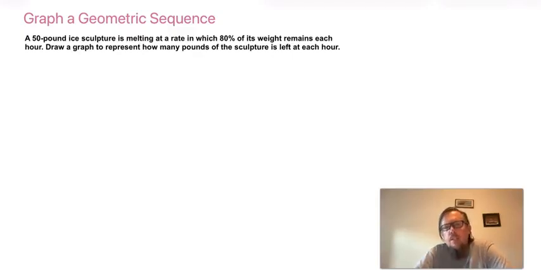A 50-pound ice sculpture is melting at a rate in which 80% of its weight remains each hour. Draw a graph to represent how many pounds of the sculpture is left each hour. So what we want to do here is write a geometric equation, and then we're going to graph it. So remember, to write an equation, we only need two pieces of information.